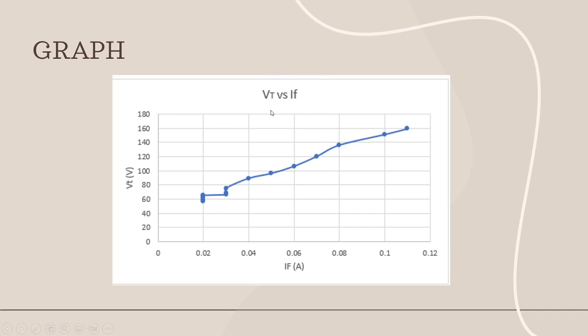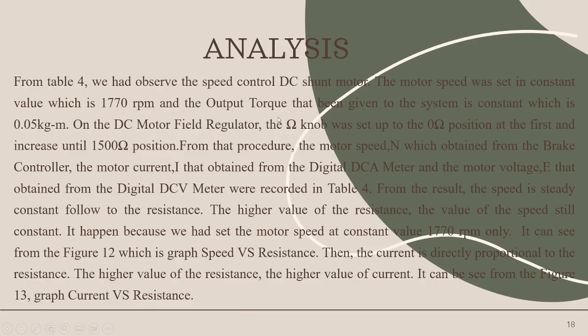So for the graph of terminal voltage versus field current, you can see the graph increases linearly, proportional from VT to IF. From the table, we can see the speed control of the motor was set at a constant value, which is 1770 rpm. The output torque given to the system is constant, which is 0.05 kilogram per meter.